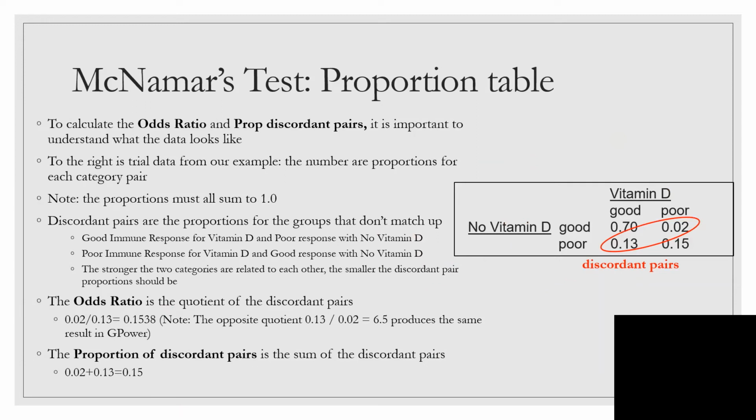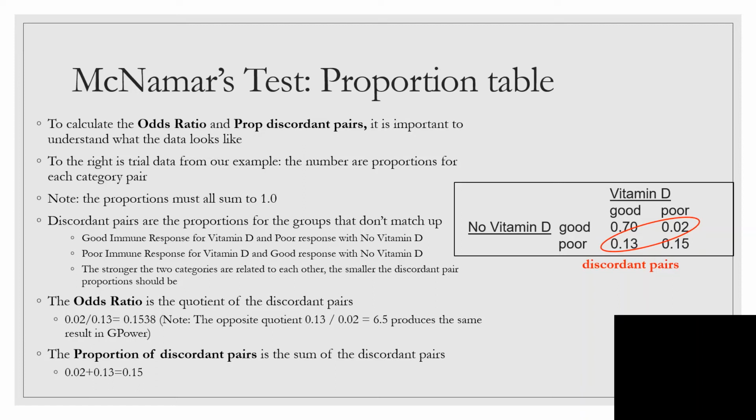To calculate odds ratio and proportion of discordant pairs, we have to understand what our data looks like for a McNemar's test. So I have trial data from our examples, 4 different proportions for each category pair of either good or poor response in the presence of vitamin D or no vitamin D. Now, the proportions have to sum up to 1, and we see that they do, 70%, 85%, and then 98 and 1.